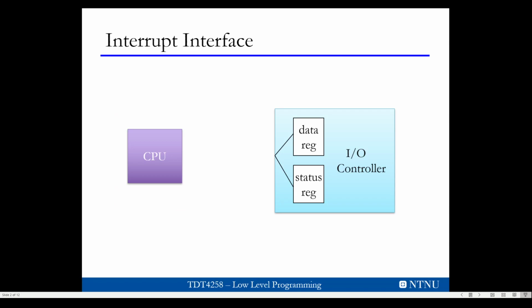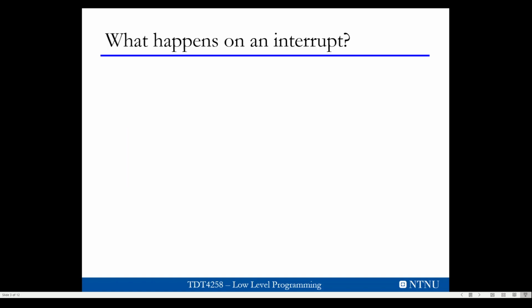So let's see how this interrupt interface really works. When the device is ready, the I/O controller sends an interrupt request to the CPU. The CPU stops doing what it has been doing, saves the state and acknowledges the interrupt, and then the data transfer really takes place. So let's see what happens on an interrupt.